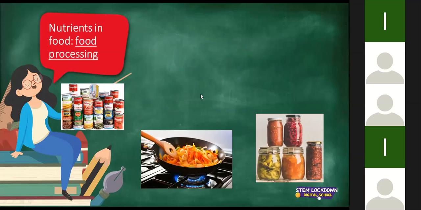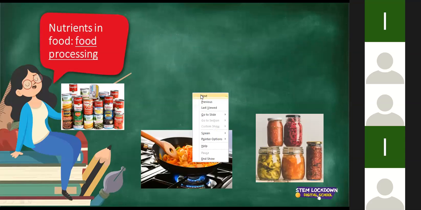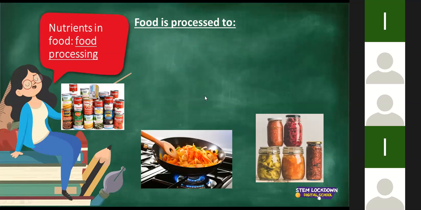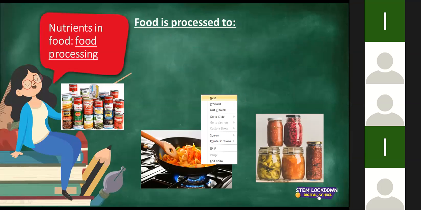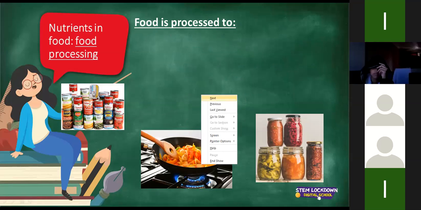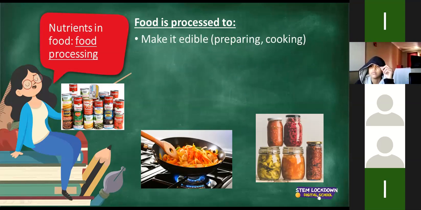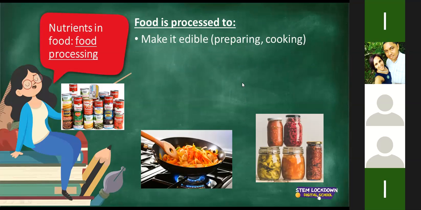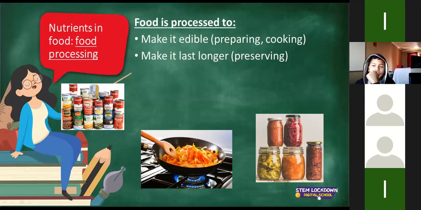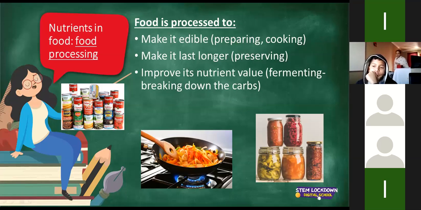All right, now food processing, which is not always great, but why exactly do we process food? We process food for many reasons. To make it edible. I can't just go in the kitchen and grab a raw piece of meat and eat it. I obviously need to prepare it and cook it. That is why we process food, to be edible. We also process food to make it last longer, as well as improve its nutrient value.